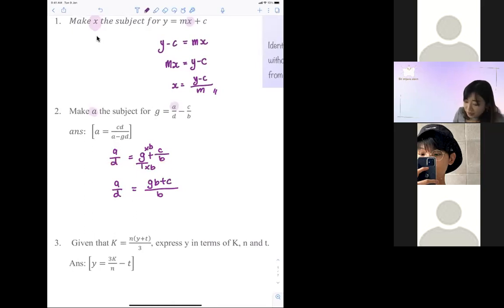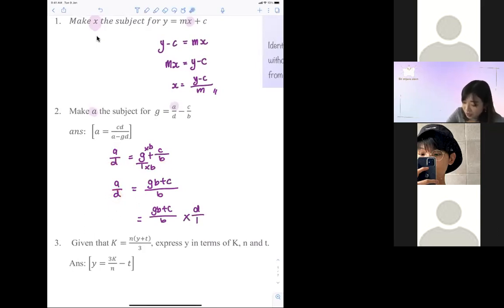Okay, then the last step, divide, bring over, you times. So, okay, when you times to the top only. Because, okay, let me just show you. Because you got GB plus C over B times D. Okay, it's top times top, bottom times bottom.